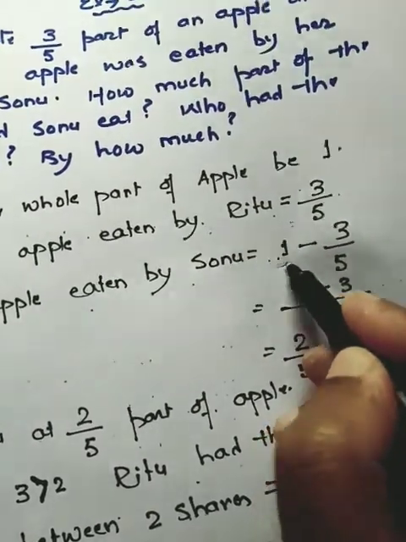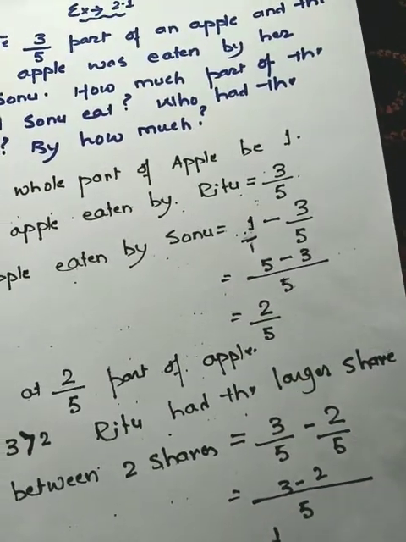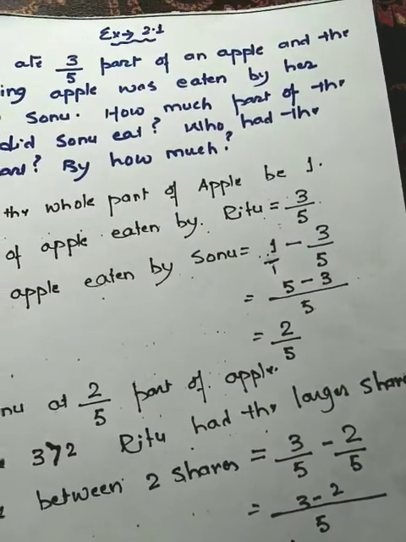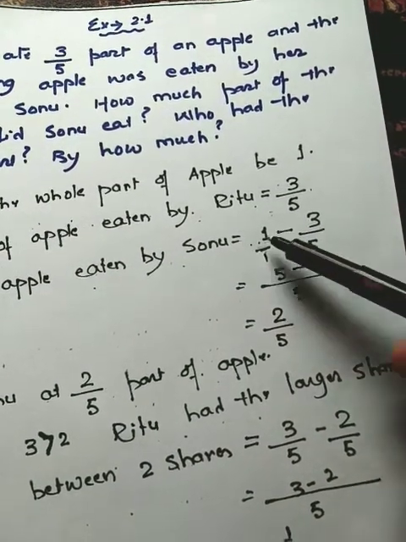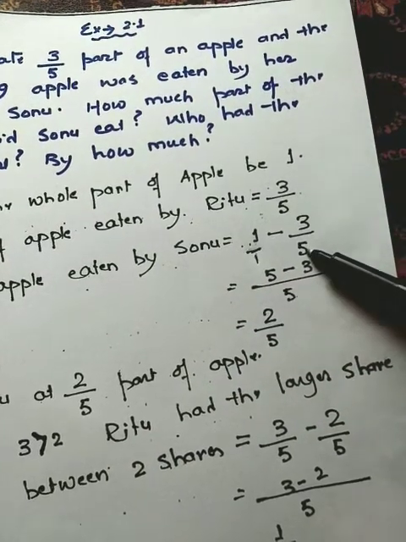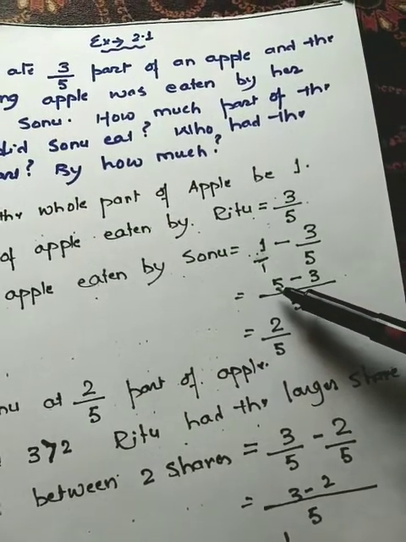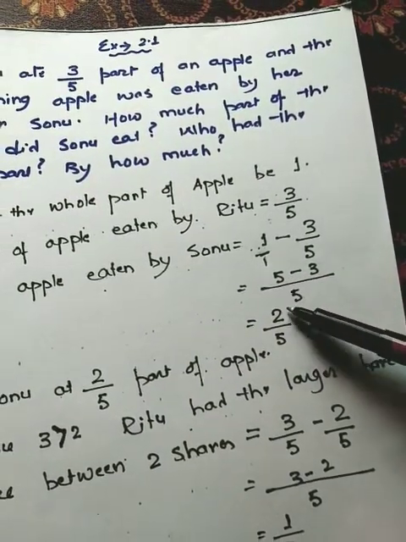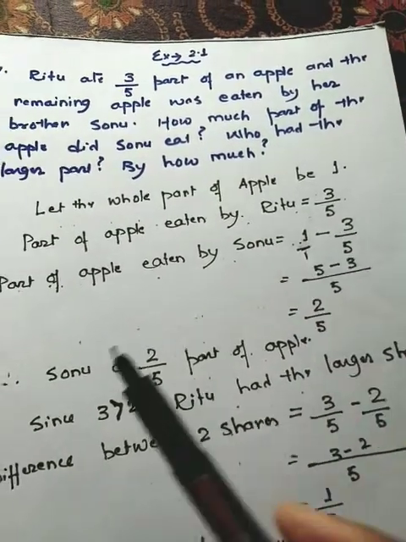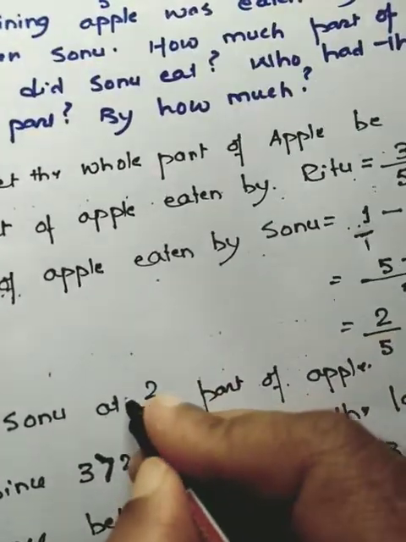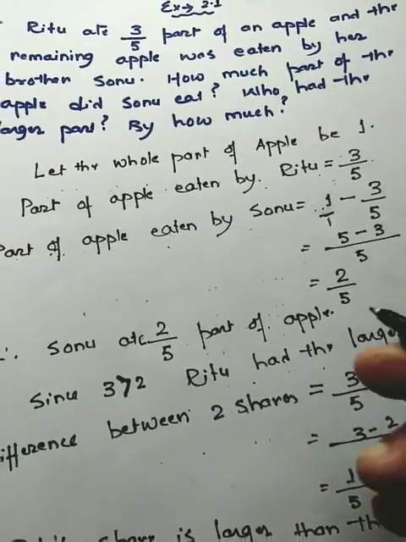Sorry, the pen is not working. Now, 1 upon 1 minus 3 by 5. Again you have to see the LCM of 1 and 5, which is 5. If you divide 5 by 1, the answer is 5, so 5 ones are 5. Minus, if you divide 5 by 5, the answer is 1, so 1 three is 3. So 5 minus 3 is 2, so 2 by 5. This part of the apple was eaten by Sonu. Sonu ate 2 by 5 part of the apple.